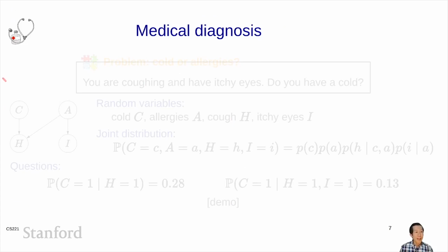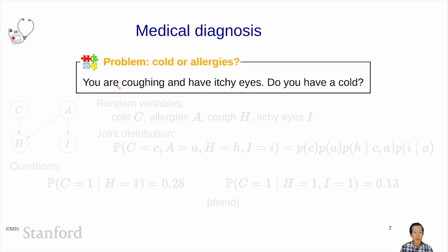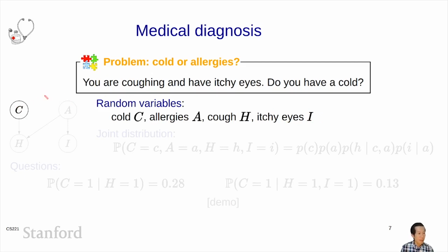Okay, so let's look at another example. This is kind of a toy medical diagnosis problem. Suppose you are coughing and you have itchy eyes. Do you have a cold or something else? Remember there are 4 steps, so let's go through them in turn. The first step is to write down the random variables of interest. Here we have cold, C, allergies, A, cough, H, and itchy eyes, I. So these are the variables C, A, H, and I.